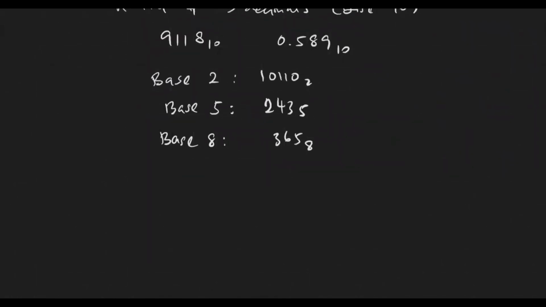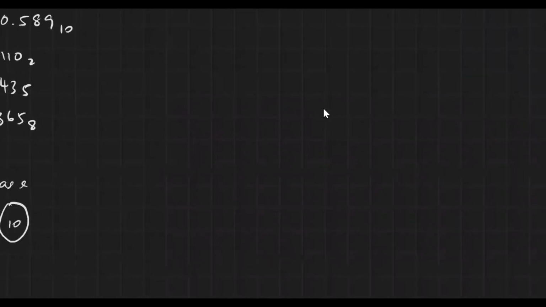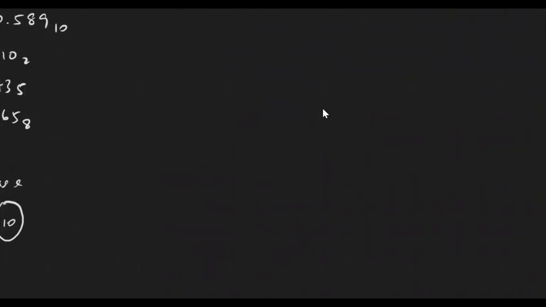So in short, if you have these different bases, 2, 5, 8, and base 10, how would you be switching the base of 2 or 5 or 8 to base 10? You will do a multiplication. And how would you switch base 10 to other bases? You would do a division and divide by the base that you want to switch them into. So let's look at some examples here.